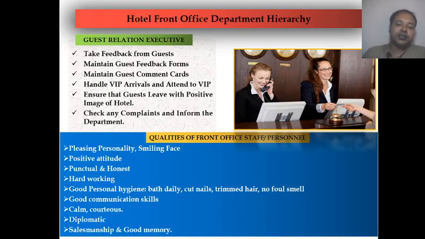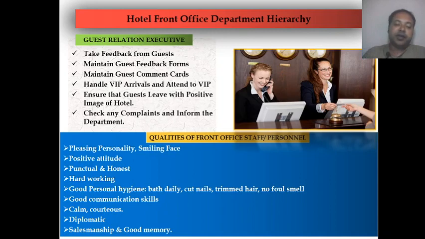And if we see the qualities of front office staff and personnel, suppose a graduate of tourism and hospitality management, if they wish to develop their career in the front office department, then definitely they should have the prior qualities to develop and establish their career in the front office department. Here we can see a pleasing personality, a smiling face is highly necessary in the reception area, front office area. Positive attitude, guest is always right. So these messages should always be kept in mind, that guest is always right, and a receptionist or front office manager has to deal with the guest very cordially.